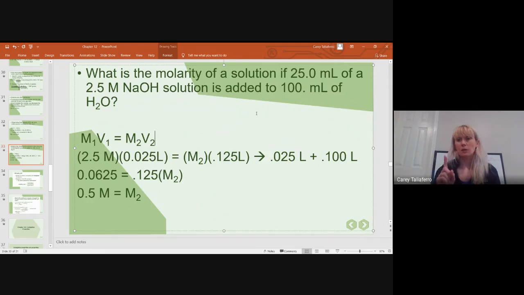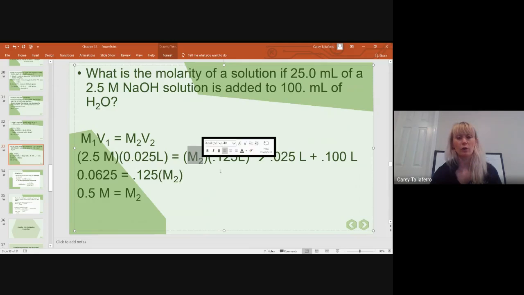So I have to actually add these two values to get my other volume. So my volume is not 100 milliliters. My volume is actually 125 milliliters. And again, these are milliliters, so before I start problem solving, I have to convert that to liters. I do know the molarity of my sodium hydroxide solution, and I know that I'm taking 25 milliliters, or 0.025 liters. So 2.5 times 0.025 equals the new molarity.